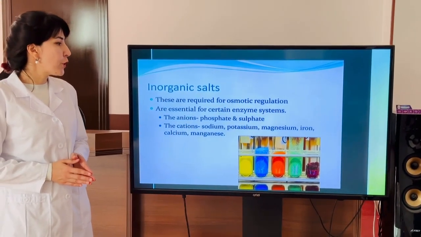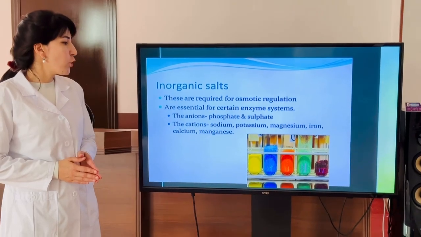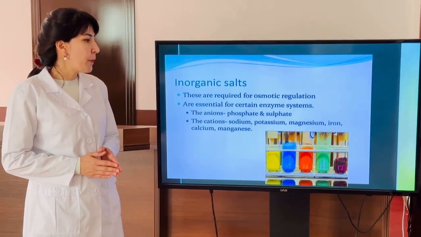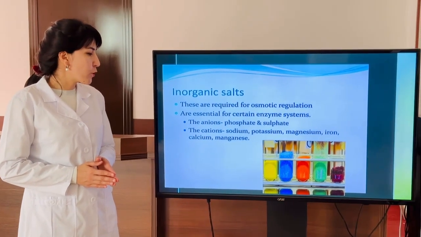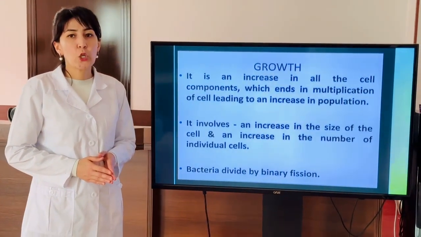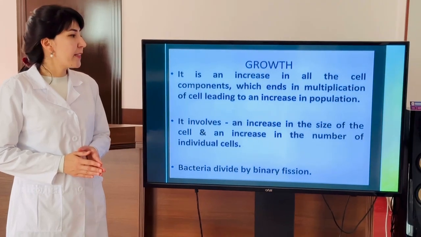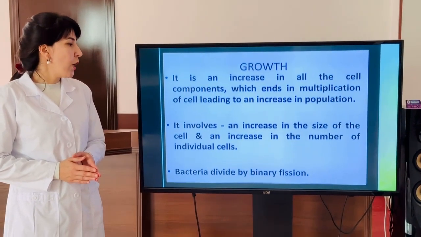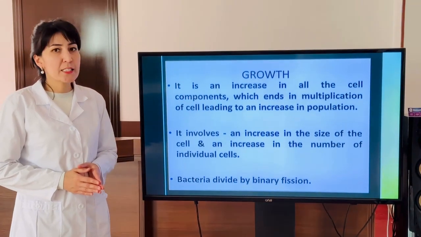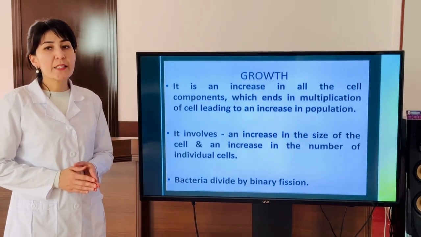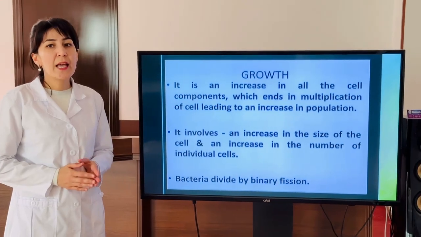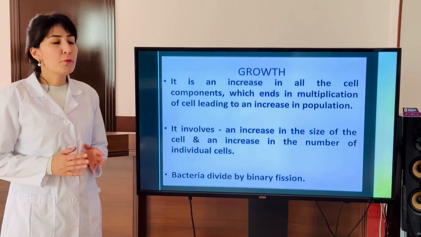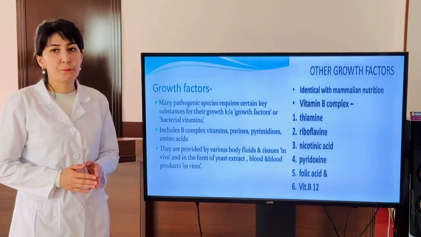They are essential for certain enzyme systems. The anions are phosphate and sulfate; the cations are sodium, potassium, magnesium, iron, and calcium. Growth is an increase in all of the cell components which ends in multiplication of the cell, leading to an increase in population. It involves an increase in the size of the cell and in the number of individual cells. Bacteria divide by binary fission.